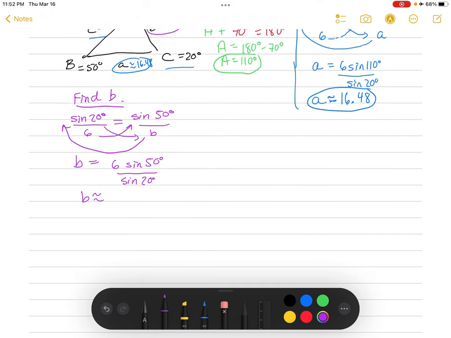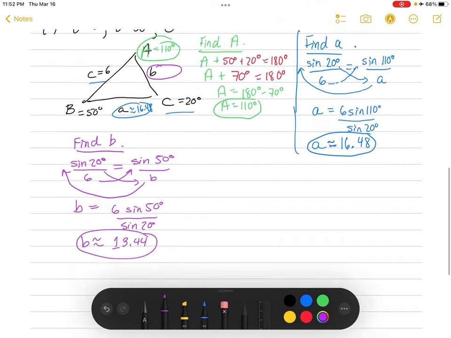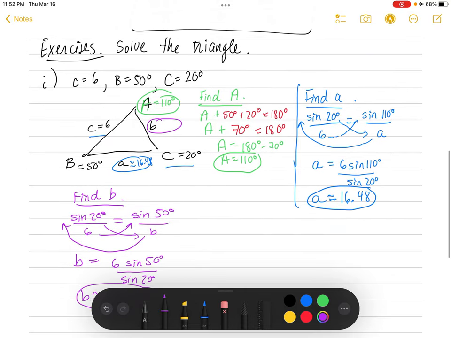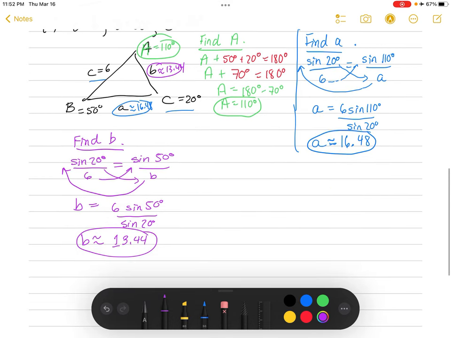So plugging that in my calculator, in degrees mode, I got 6 times the sine of 50, close parentheses, divided by the sine of 20. And that's about 13.44. That completes my triangle. I got all angles and all sides. Okay. We'll stop this video here.